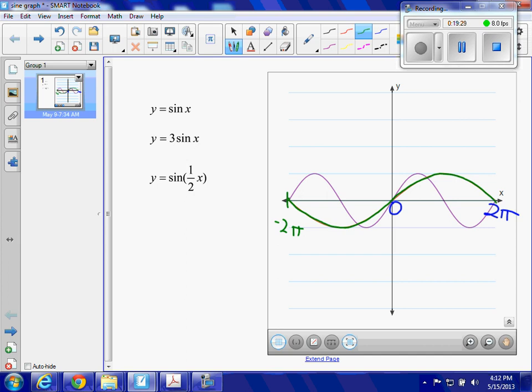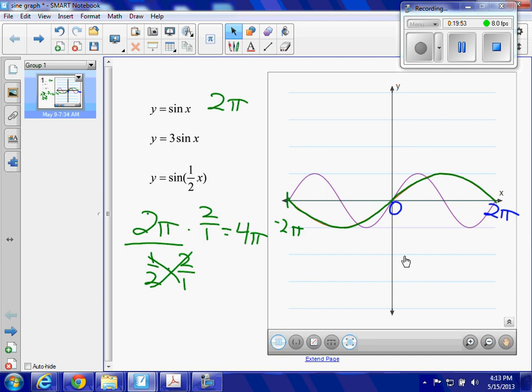Well, what do you know? The period of sine x is 2 pi. 2 pi divided by 1 half, which is my omega. Multiply by 2 over 1, the 2 over 1 goes away. This is equal to 4 pi. Now my full period is 4 pi.